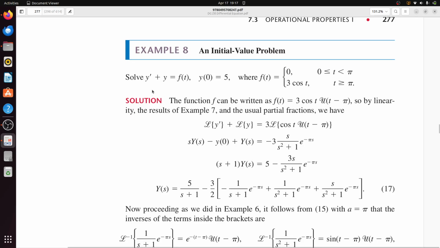Okay, so your problem is dy by dt plus y equal to f(t), y of 0 equal to 5, where this function f(t) is 0 if 0 is less than or equal to t less than pi, and equal to 3 cos t if t is greater than or equal to pi. So the function f can be written as f(t) equal to 3 into cos t into u(t minus pi). By linearity, the result of the example just discussed, and the usual partial fractions, you can take the Laplace transformation of this as equal to 3 into the Laplace transformation of cos t into u(t minus pi).